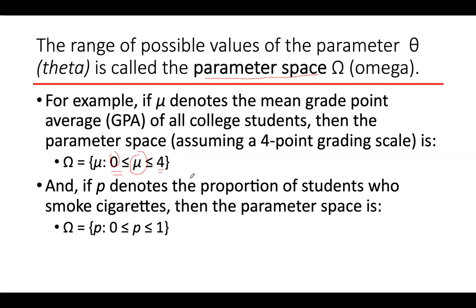For example, if we are trying to find the proportion of students who smoke cigarettes, then the parameter space will be between 0 and 1, right? Or 50%, 0.5, those kinds of things that we will have. There is no such thing as 110% of the students smoke. There is nothing logical there, okay? So this is critical for us.